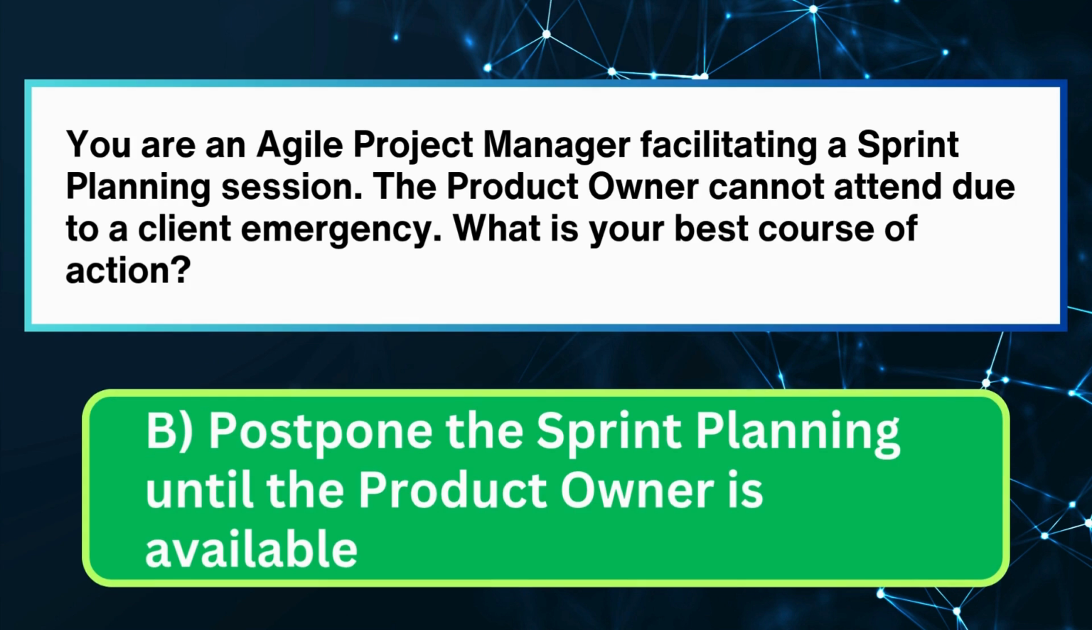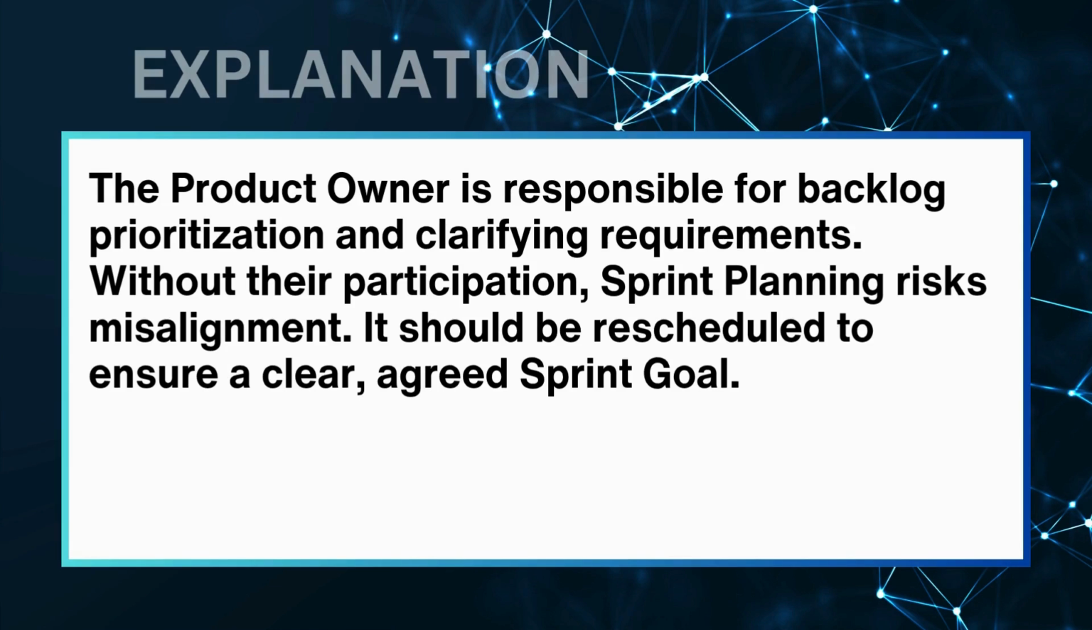The correct answer is B. Postpone the sprint planning until the product owner is available. The product owner is responsible for backlog prioritization and clarifying requirements. Without their participation, sprint planning risks misalignment. It should be rescheduled to ensure a clear, agreed sprint goal.